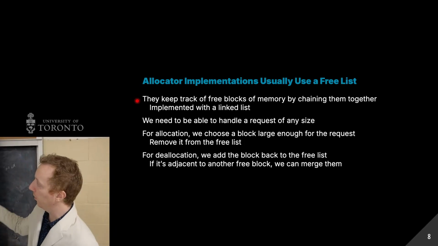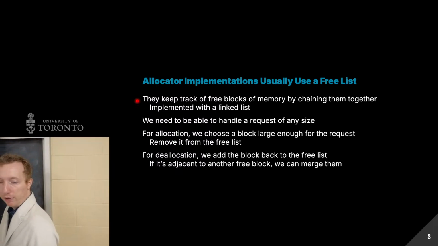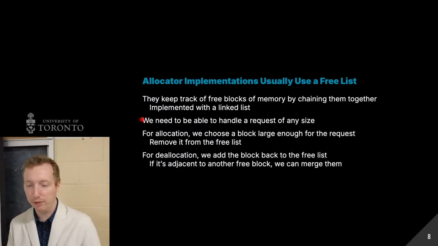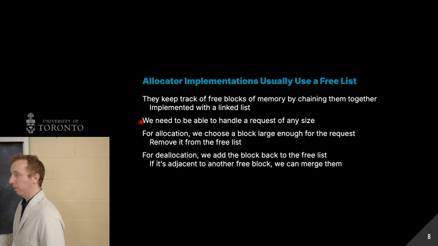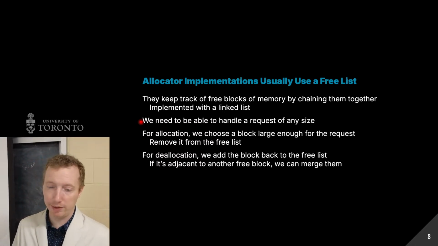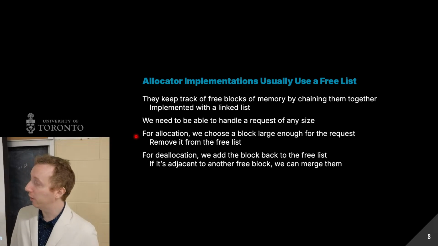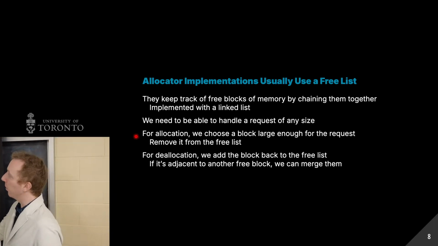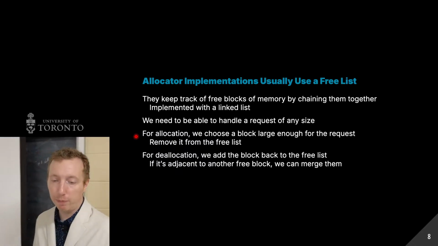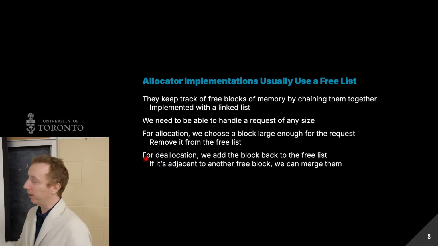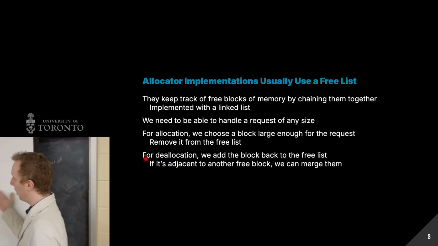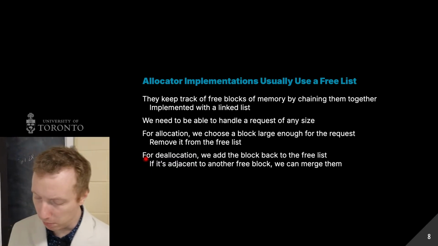So what you can do is keep track of free blocks of memory with their sizes by chaining them together, implementing it as a linked list. And because we're writing malloc, we need to be able to handle a request of any size. For allocation, we go through that linked list, choose a block big enough for the request, and move it from that free list. For deallocation, just add that block back to the free list. If it's adjacent to another free block, or contiguous with it, we can merge them.